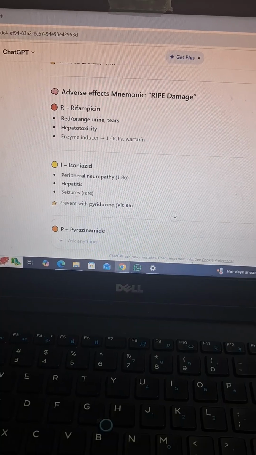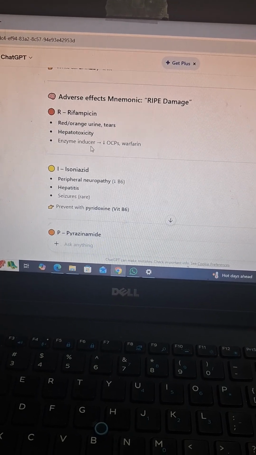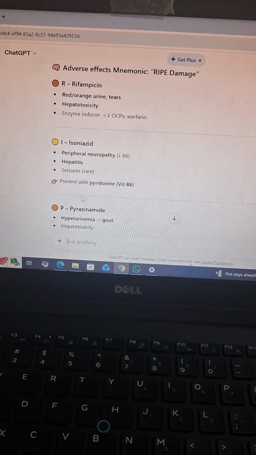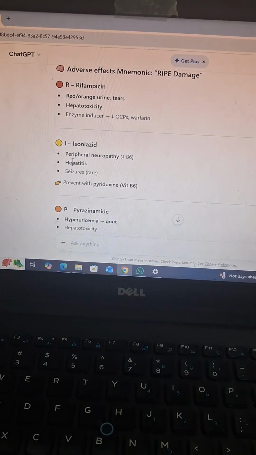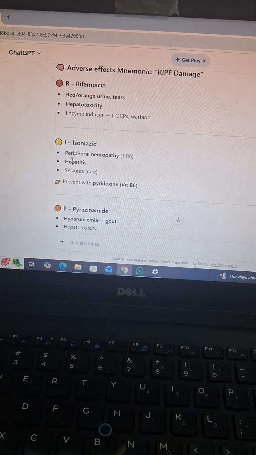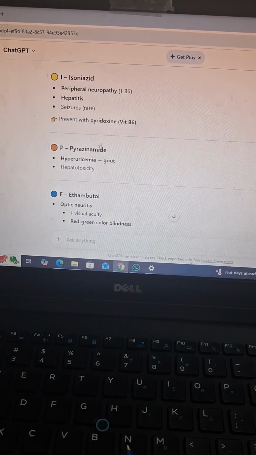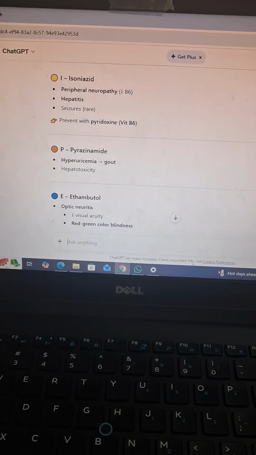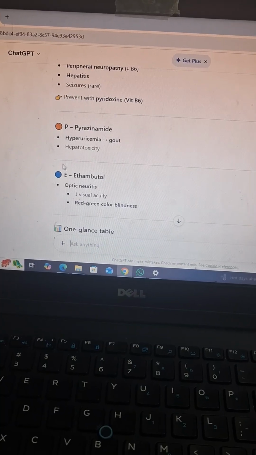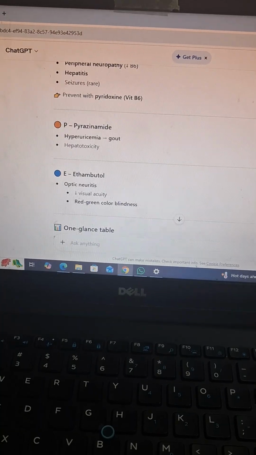So the adverse effects are, for rifampicin: red orange urine or tears. It will cause hepatotoxicity and it is an enzyme inducer. Next is isoniazid. I have told you that isoniazid causes, remember I, N and H, peripheral neuropathy and hepatitis, and we can prevent it with pyridoxine. Pyrazinamide: gout, hyperuricemia and hepatotoxicity. And ethambutol: remember you can remember E from eye.